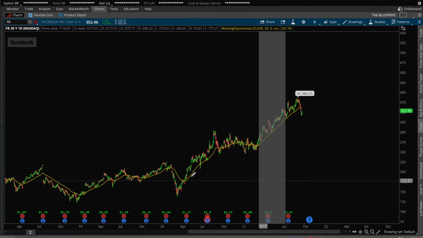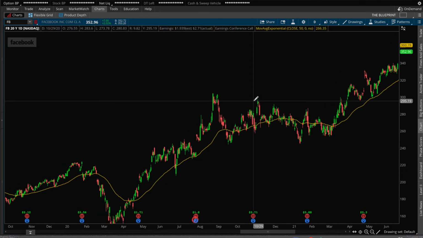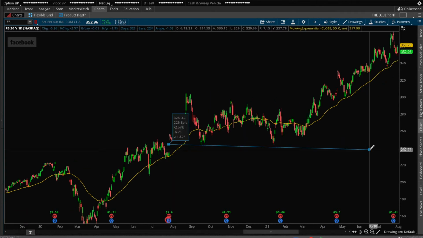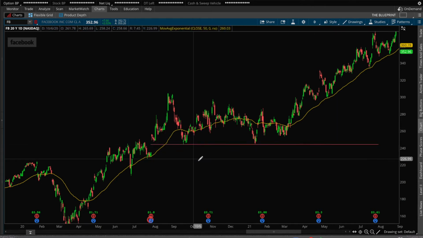This is Facebook, you guys. So everybody loves Facebook. And I'll show you guys an area of support here. So this is on TD Ameritrade's Thinkorswim platform. And if I didn't mention it before, the chart where I was showing Forex, that was on TradingView. TradingView.com allows you to see Forex pairs in their charts.